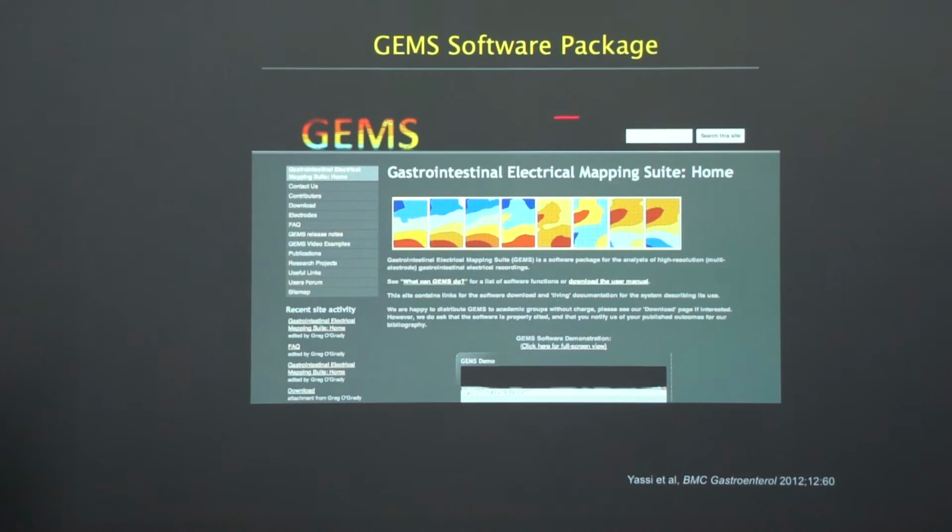Now, with all of these software packages and analytical algorithms that we developed, we packaged them into one uniform software package called the Gastrointestinal Electrical Mapping Suite. It was packaged with a complete graphical user interface, which gives researchers an intuitive way to import their data and analyze that raw data, and really makes analysis of large-scale mapping cohorts feasible.